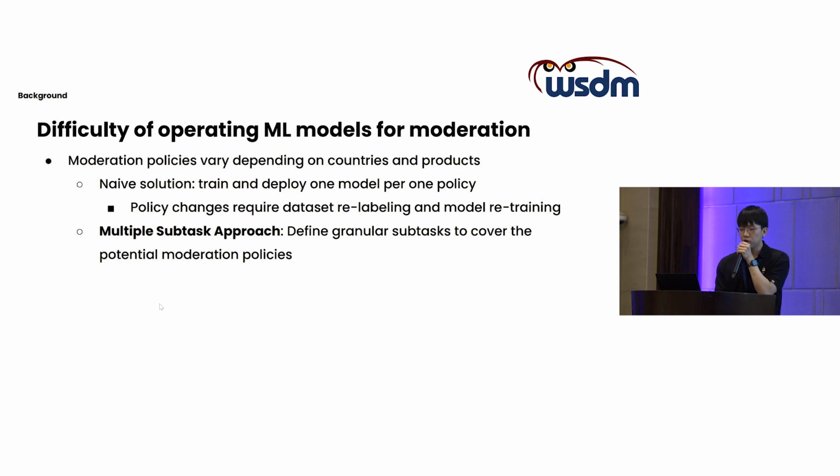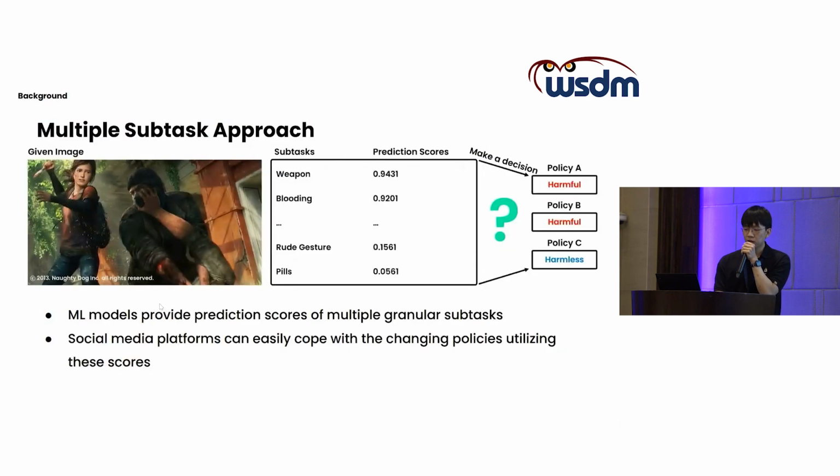To solve this issue, many social media platforms adopt the multiple subtask approach through third-party moderation services such as AWS Rekognition or Hive Moderation. In the multiple subtask approach, ML models provide prediction scores of multiple granular subtasks to cover the various moderation policies. For example, an ML model can provide the score for the existence of weapon or pills. By utilizing these scores, social media platforms can easily cope with the changing policies.